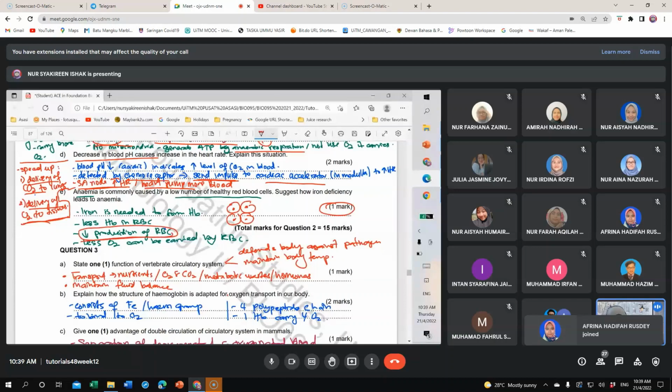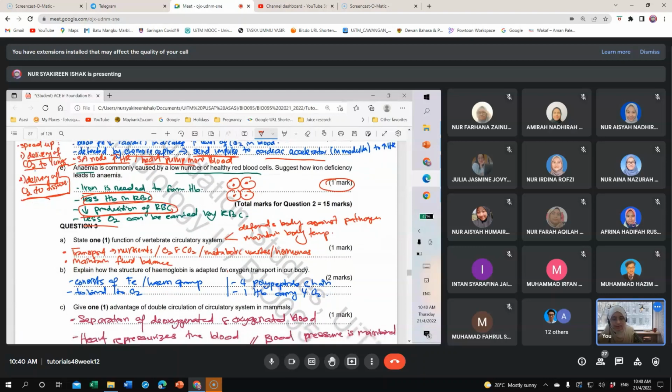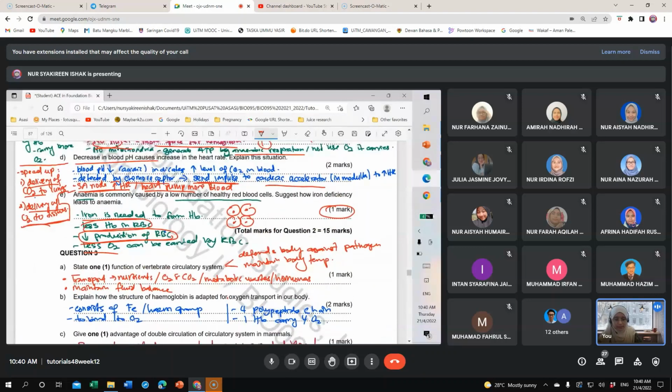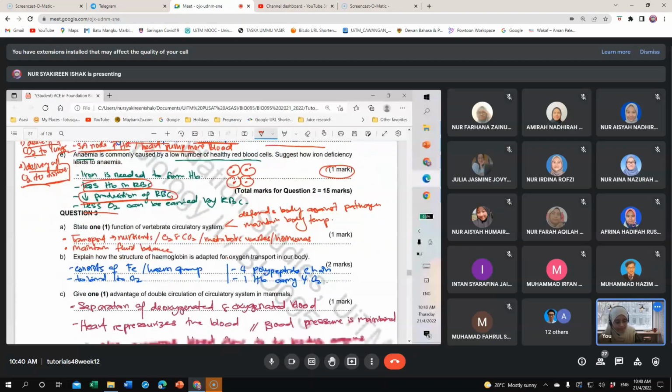Less production of red blood cell, ataupun less hemoglobin in the red blood cell, ataupun less oxygen can be carried by the red blood cell pun boleh juga. Ataupun if you say iron is needed to form hemoglobin, is also accepted. Okay, any of the points will give you 1 mark.